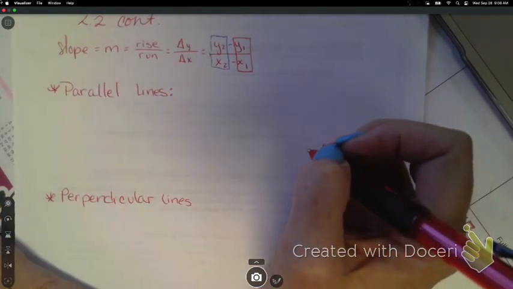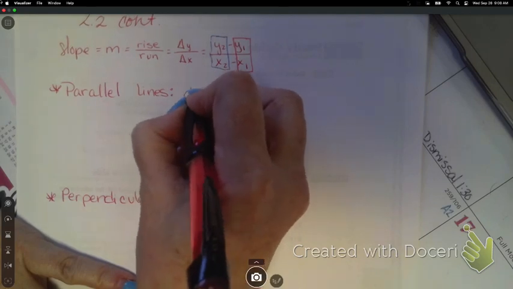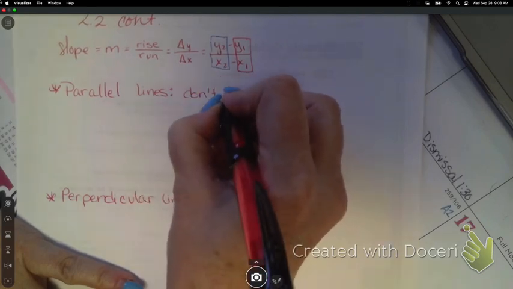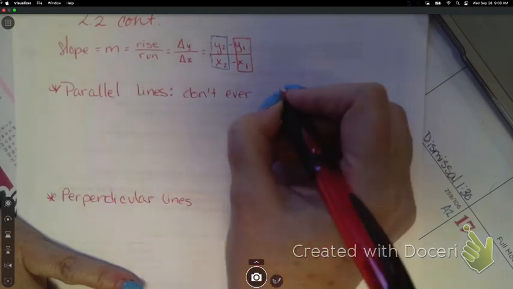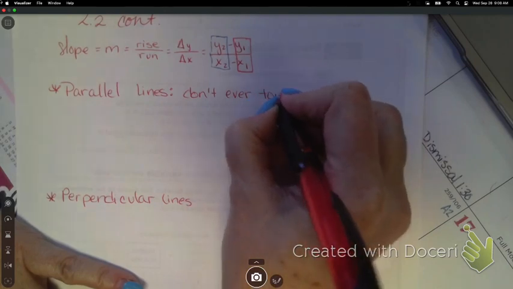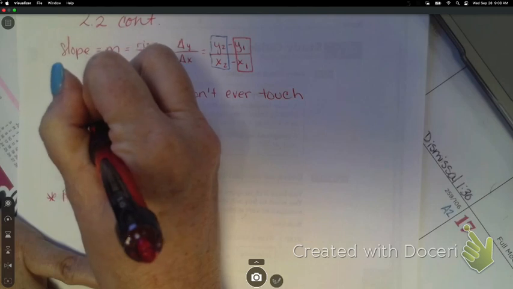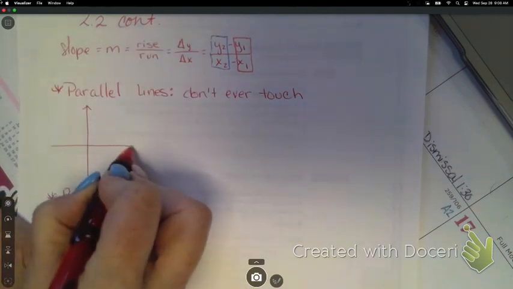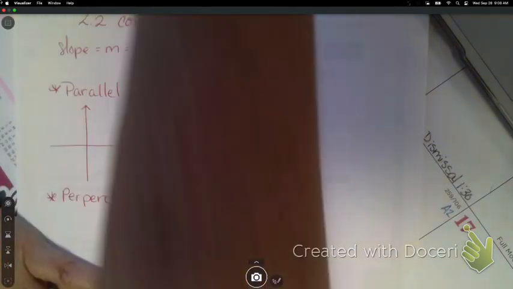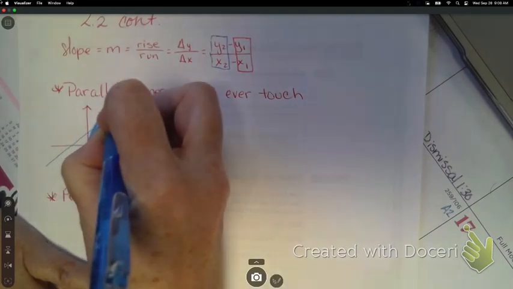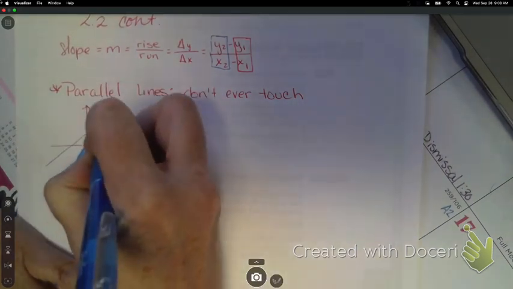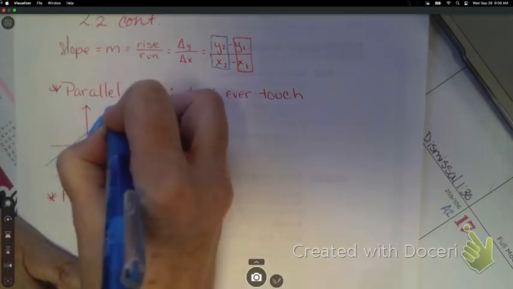They don't touch. They're like railroad tracks. Straight up and down, I guess. Okay, so Cody's describing that parallel lines look like that.